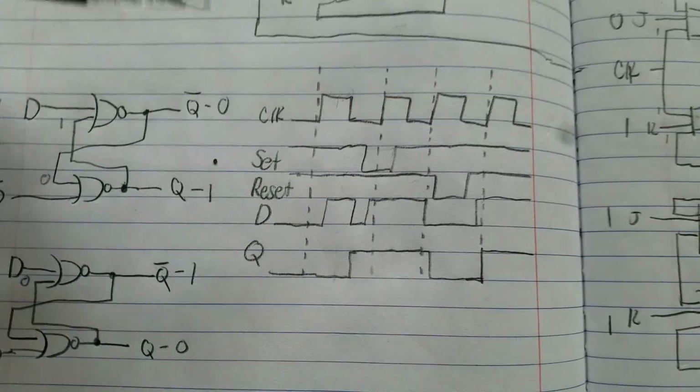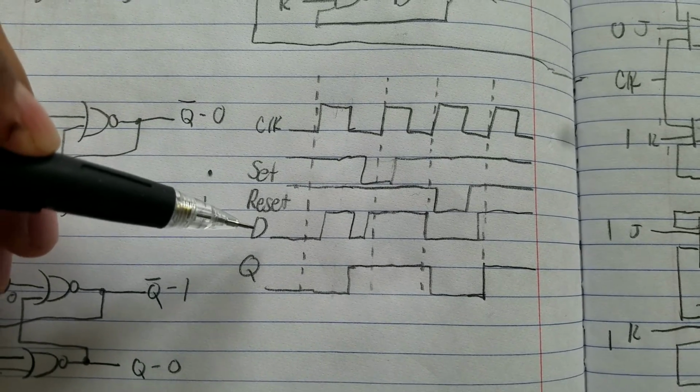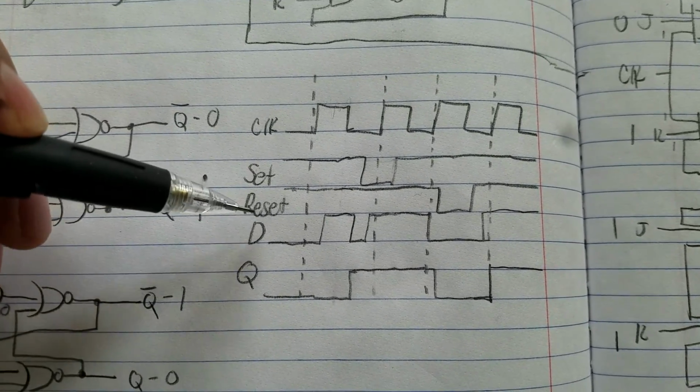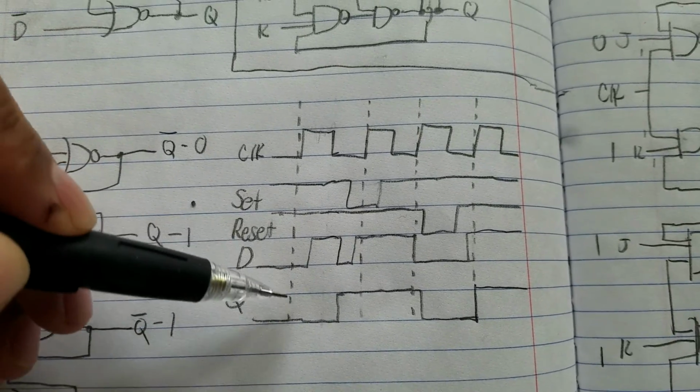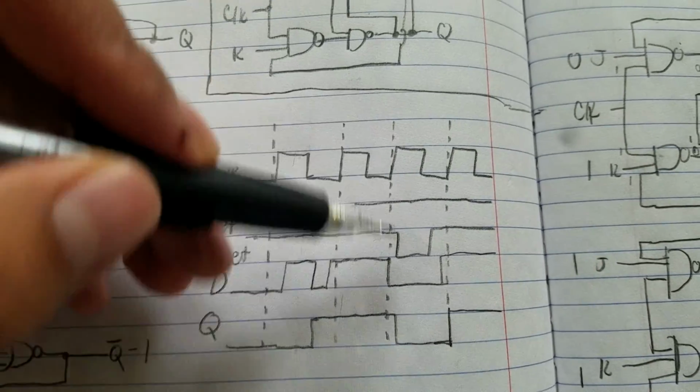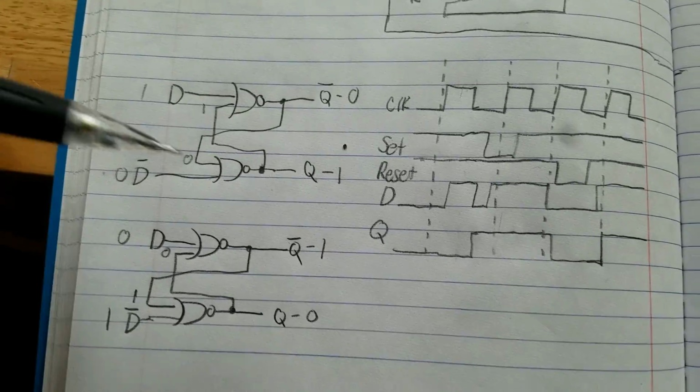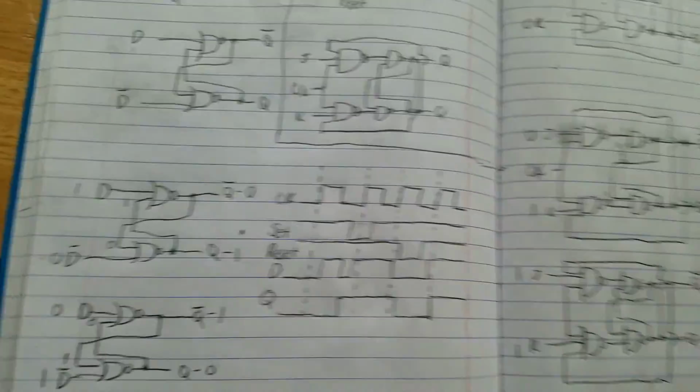So what that all boils down to is Q is D unless one of these two are pushed. And Q is D only on the rising edge of the clock. So I hope that makes sense for the D flip-flop, because that's how I understand it.